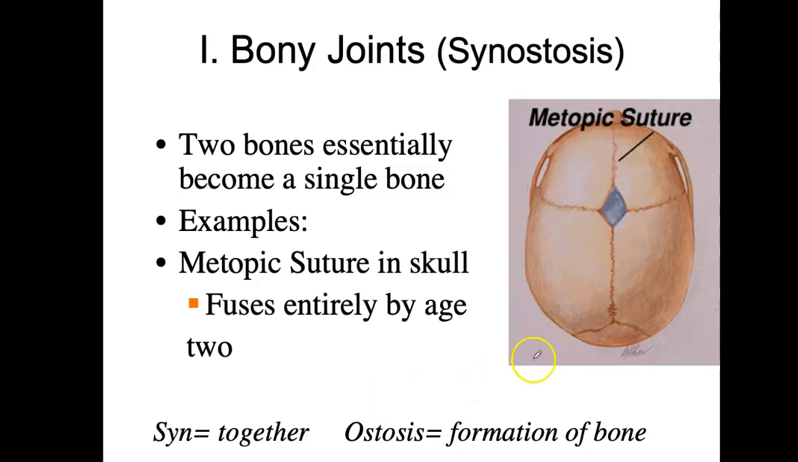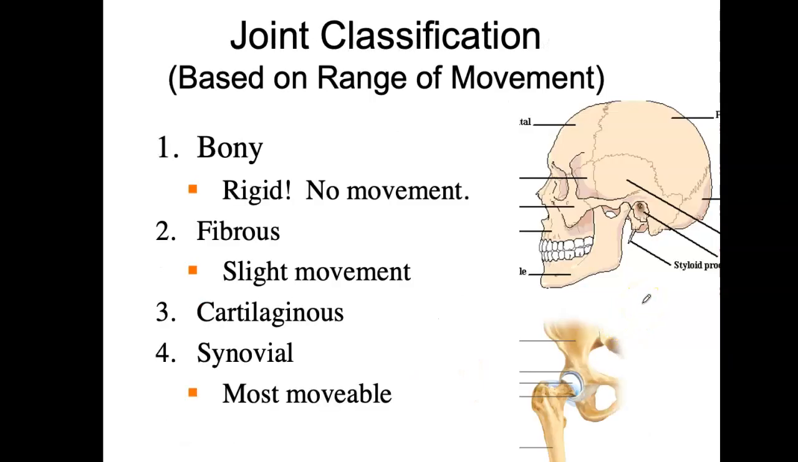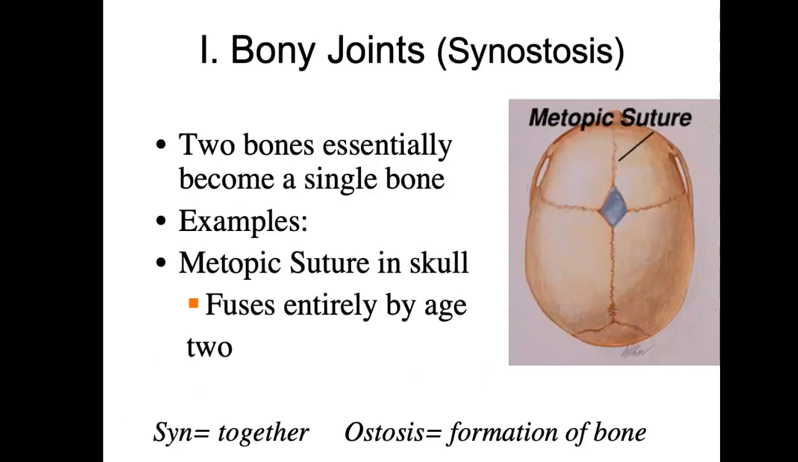So look at the skull looked at in superior view. And here you notice that the eyes would be up here, right? There is a metopic suture because this suture is no longer visible after about age 2. So it fuses entirely and you see nothing. And if you're seeing nothing, it's not going to have any movement at all. Okay, that would be a synostosis, bony joint.